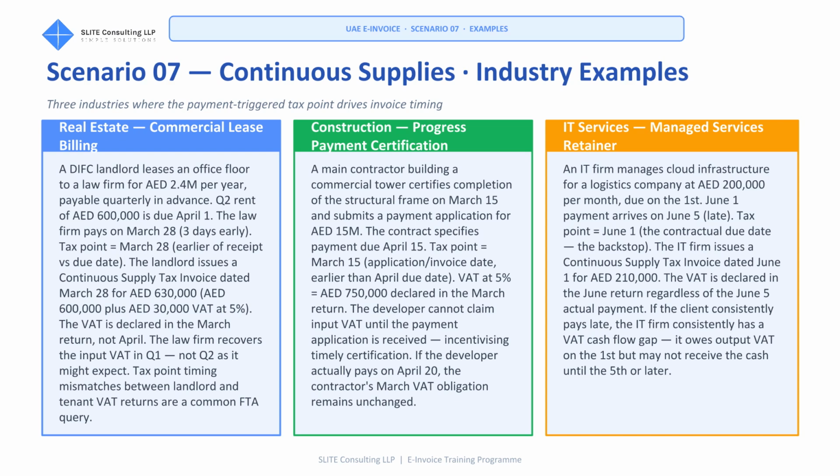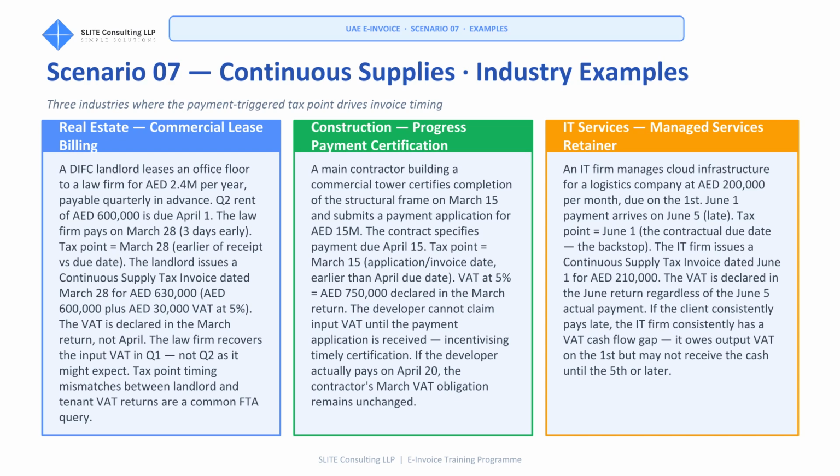Third, IT services. A 200,000 dirham monthly retainer due on the 1st. June payment arrives June 5th, late. Tax point, June 1st, the contractual due date, the backstop. Consistent late payment creates a consistent VAT cash flow gap.